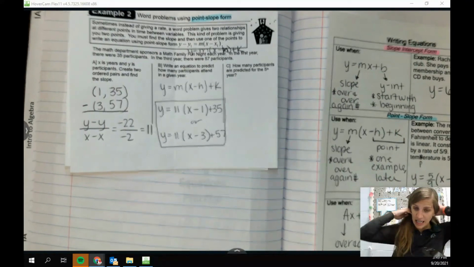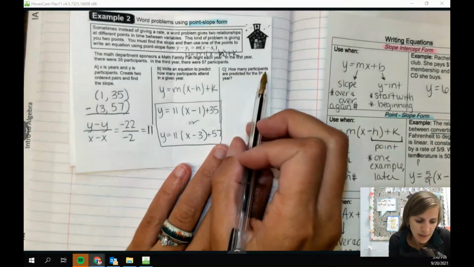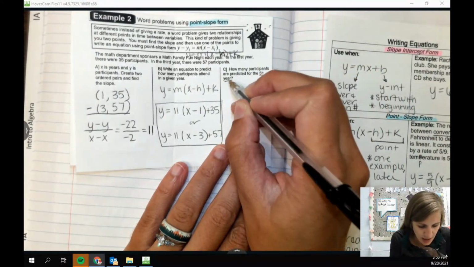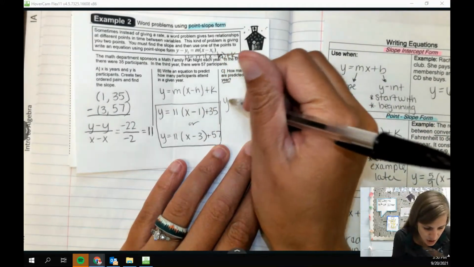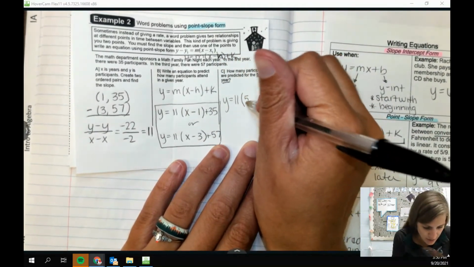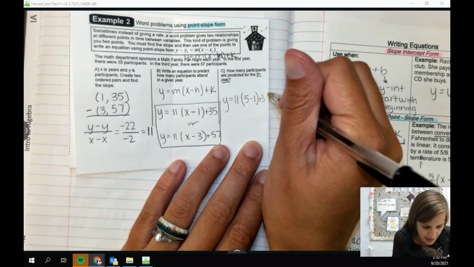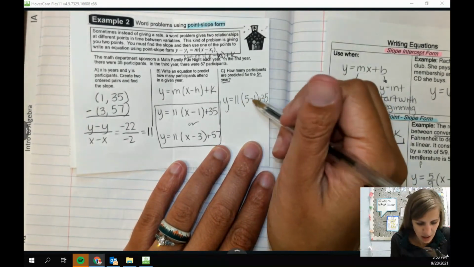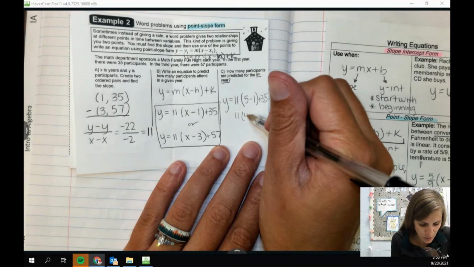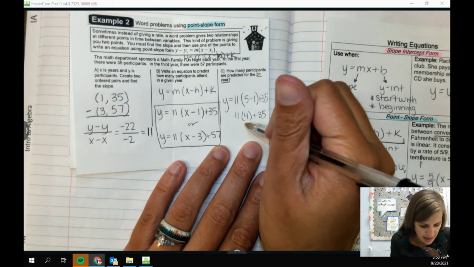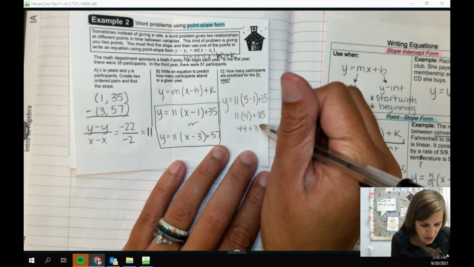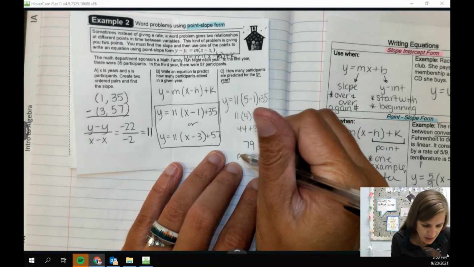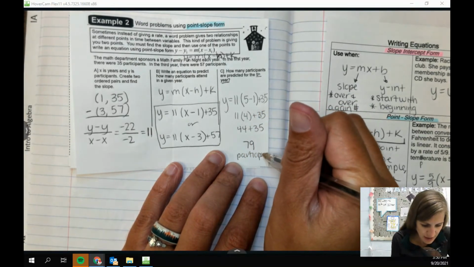And so then the last one here, they're going to give you a value to plug in. So how many participants are predicted in the 5th year? So they are telling me a year, which goes in for x. And I'm going to pick that top equation just because they're smaller numbers. So we're going to do 11(5 minus 1) plus 35. So I just need to simplify here because all the stuff is together on one side. So we'll do what's in the parentheses for 4. And then multiply for 44 and add that to 35. So we can guess that there will be 79 participants in that 5th year if we stay at that current rate.